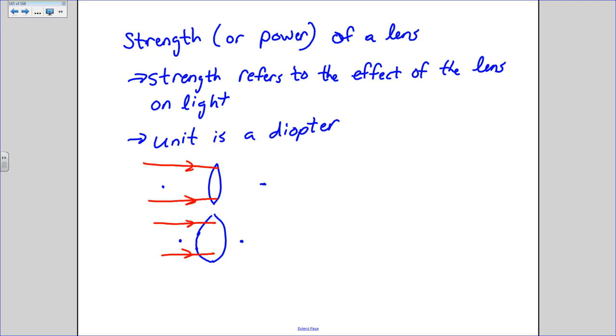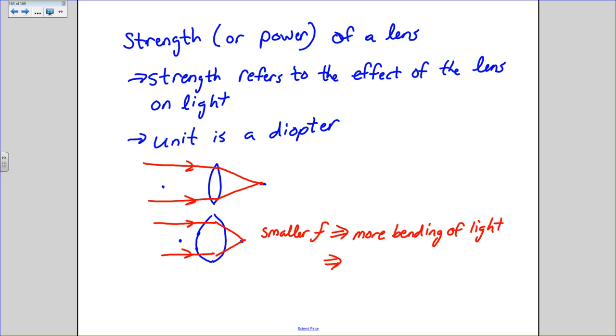The second lens. Yeah, so the second lens is going to cause the light to focus at this point, which is the focal point. So it's going to cause it to bend more than this one. So both of them focus the light at the focal point. But this one causes the light to bend quite a bit more because it has a smaller focal point. So the smaller focal length lends itself to more bending of light, which, based on our definition of strength, lends itself to more strength of the lens.